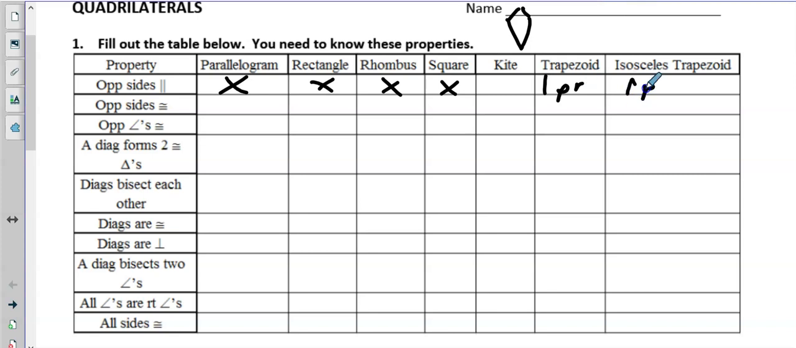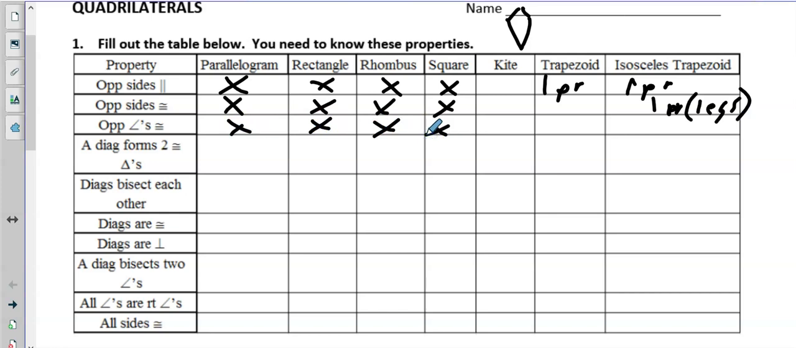Same thing with an isosceles trapezoid. Okay, opposite sides are congruent. Well, it goes the same here. Those are pretty standard. Kite, you can see obviously not. Opposite sides, one's long, one's short. And on an isosceles trapezoid, again, one pair, specifically the legs. The legs of an isosceles trapezoid are congruent. That's it though.